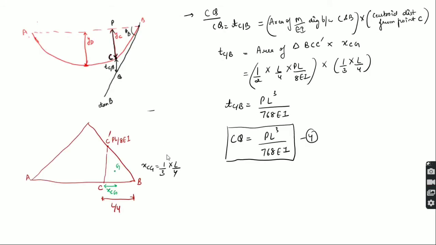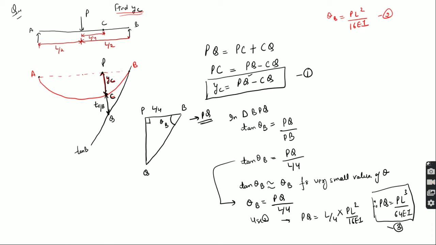So this is how you calculate. The basic concept here we have to utilize is, first we have to establish the equation relation between the value which we have to determine and the value which we can easily get from moment area theorem, right? And after that we can solve. So to conclude, in order to calculate YC, we must first calculate theta B. We must calculate TCB also, right? So this is how we proceed.